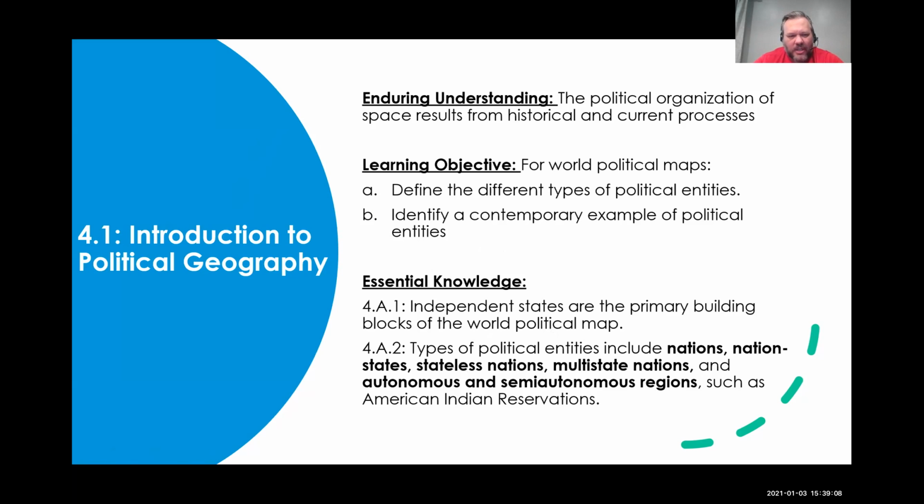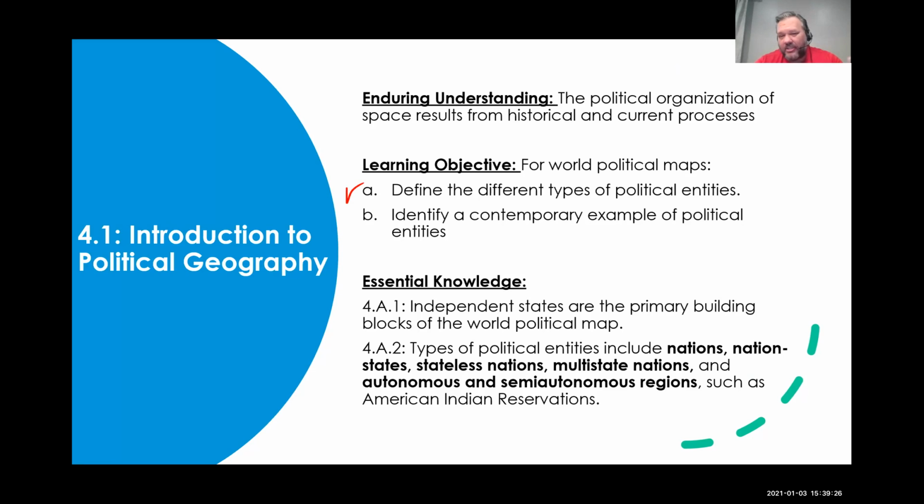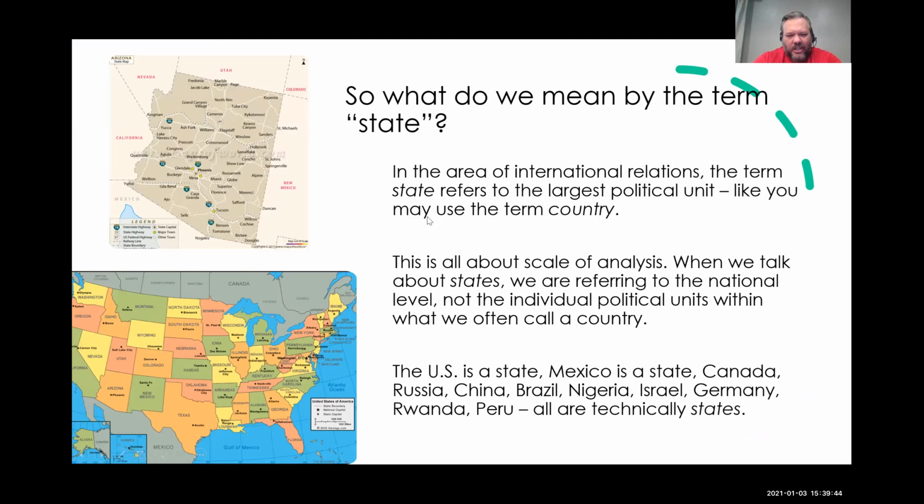When we talk about political geography, you can see the learning objectives, and again, these are defined by AP. The first one is to define the different types of political entities. We'll be doing that here in just a second, and then identify a contemporary example of political entities. So we'll go over what they are, the terms. This is where the vocabulary is going to be important for you, and then being able to state a specific, modern example of the concept. So here's our essential knowledge, but we're about to do that.